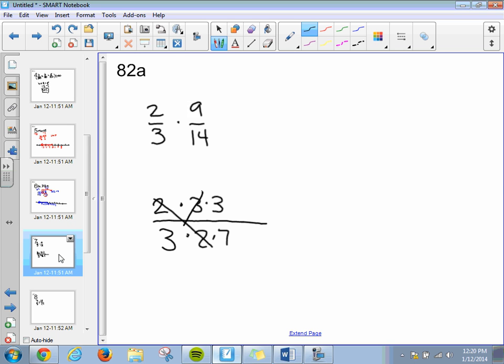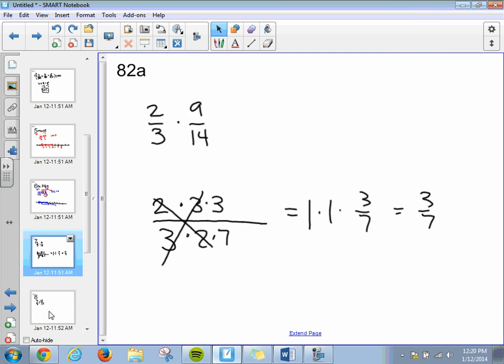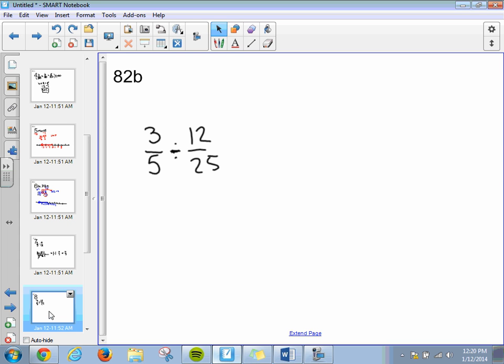So we know that 2 divided by 2 gives us 1, and we know that 3 divided by 3 gives us 1. So what we're left with really is 1 times 3 over 7. And 1's got that special property that says anything times 1 is whatever that number is. So we're left with 3 over 7.